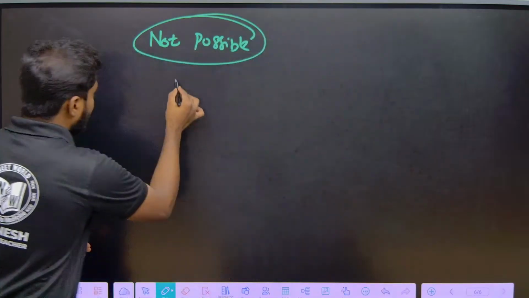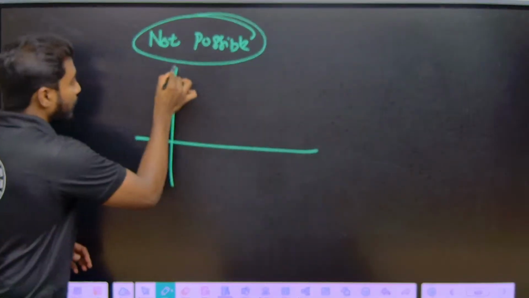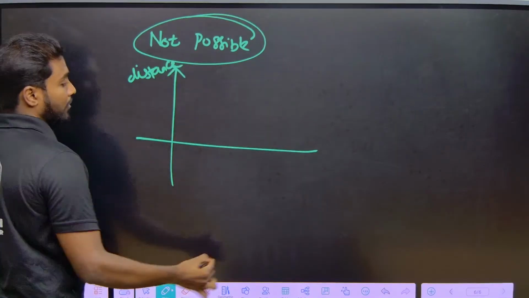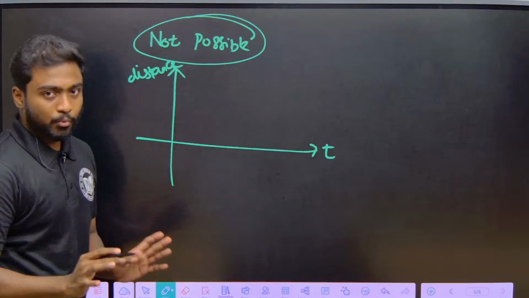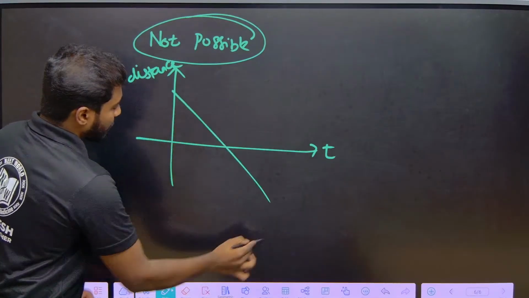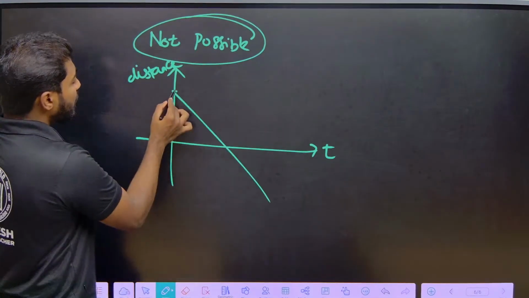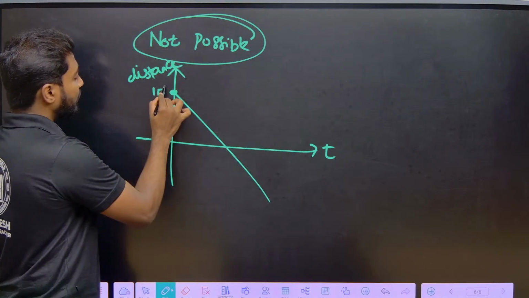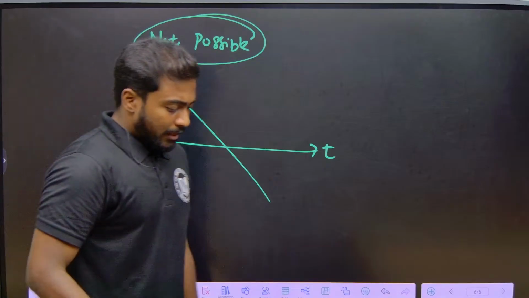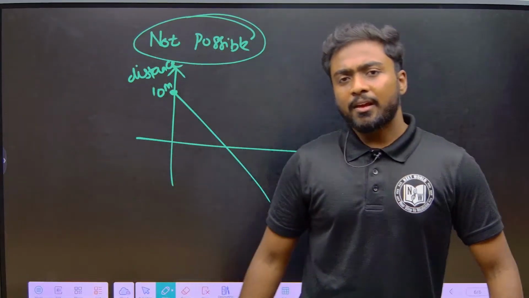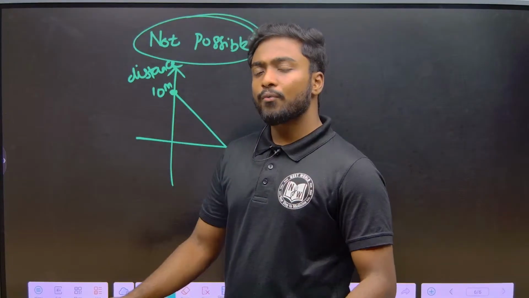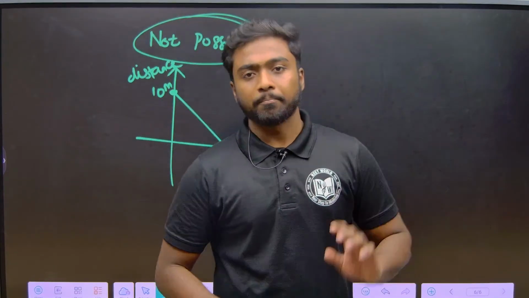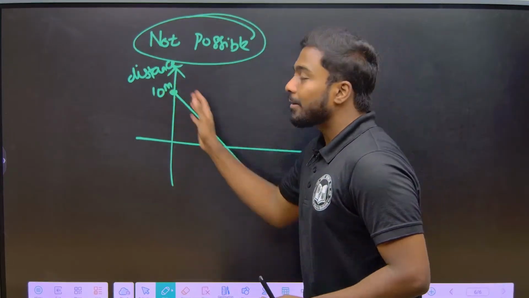Same thing I am explaining here. Take a graph that is distance versus time. This is the graph given. Initially this is 10 meter. For example, person A wants to go from his room to the gym. It is 10 meter.